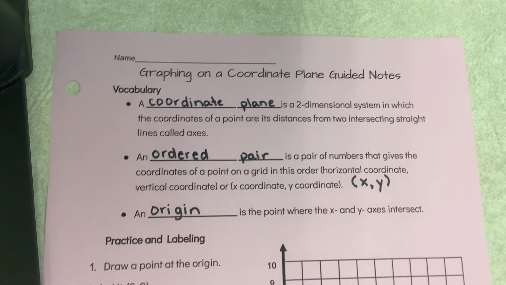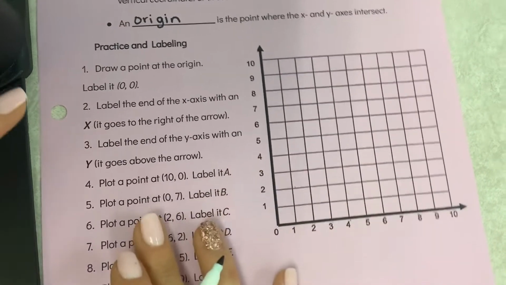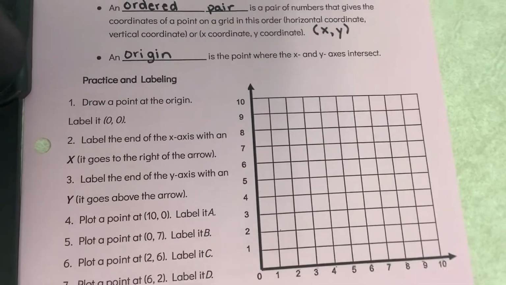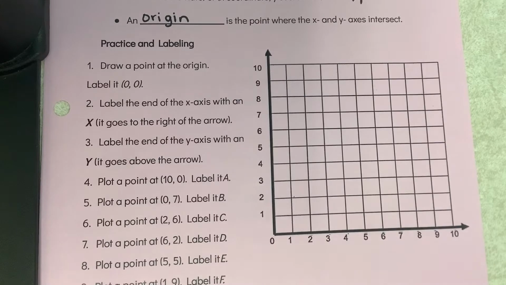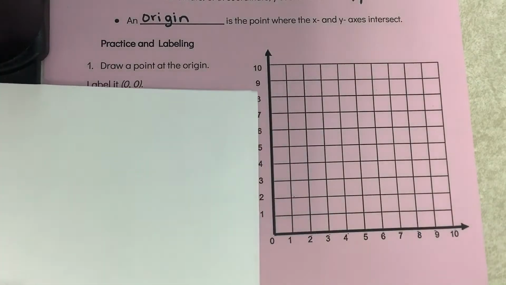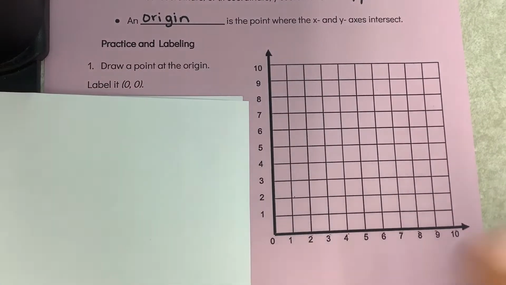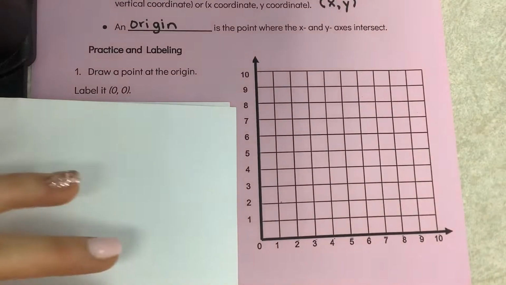Next, we will go ahead down and do some practice labeling on a coordinate grid. You'll see that we have some directions here on our paper and a completed coordinate grid. We're just going to take these one step at a time. To help us stay organized, I'm going to cover up most of our other directions. The first thing that we're going to do is draw a point at the origin. It then says to label it 0, 0.